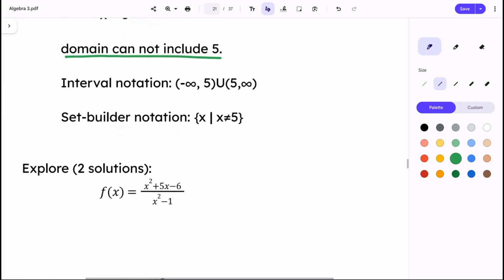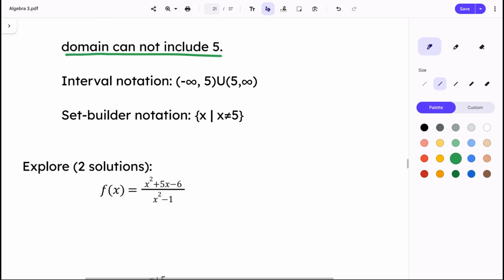They also have that written in set builder notation too. That's just another way to describe the domain. It's written just a little bit differently. You have those more squiggly brackets. X is the value that we're talking about the restriction on. And then it says after that, x can't equal 5.